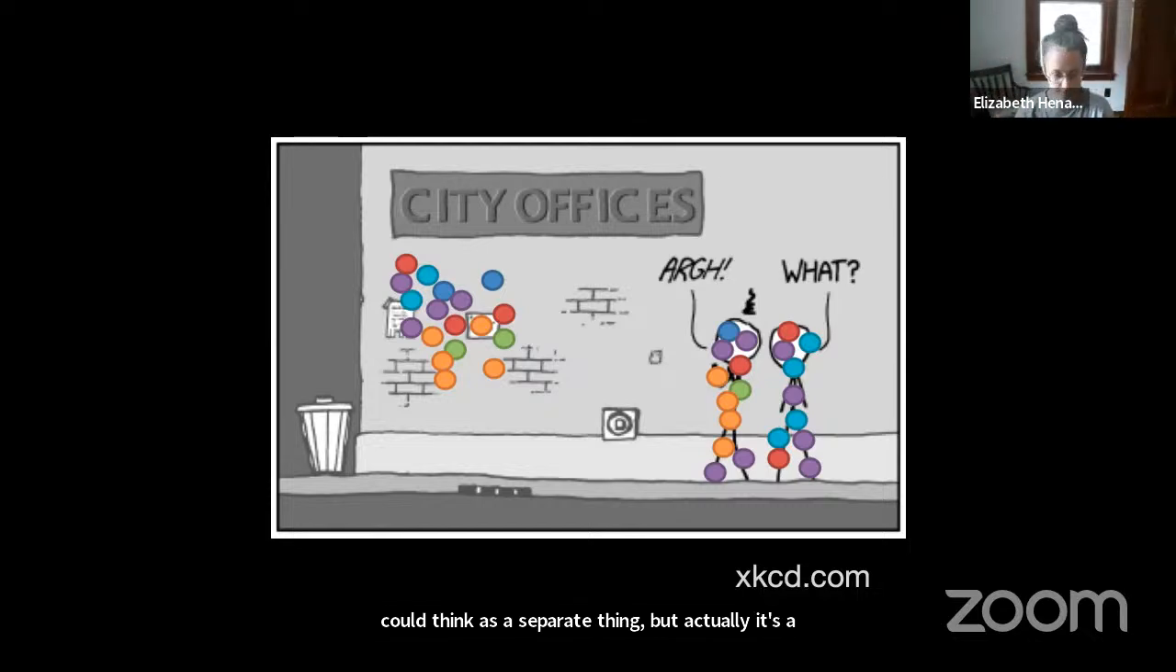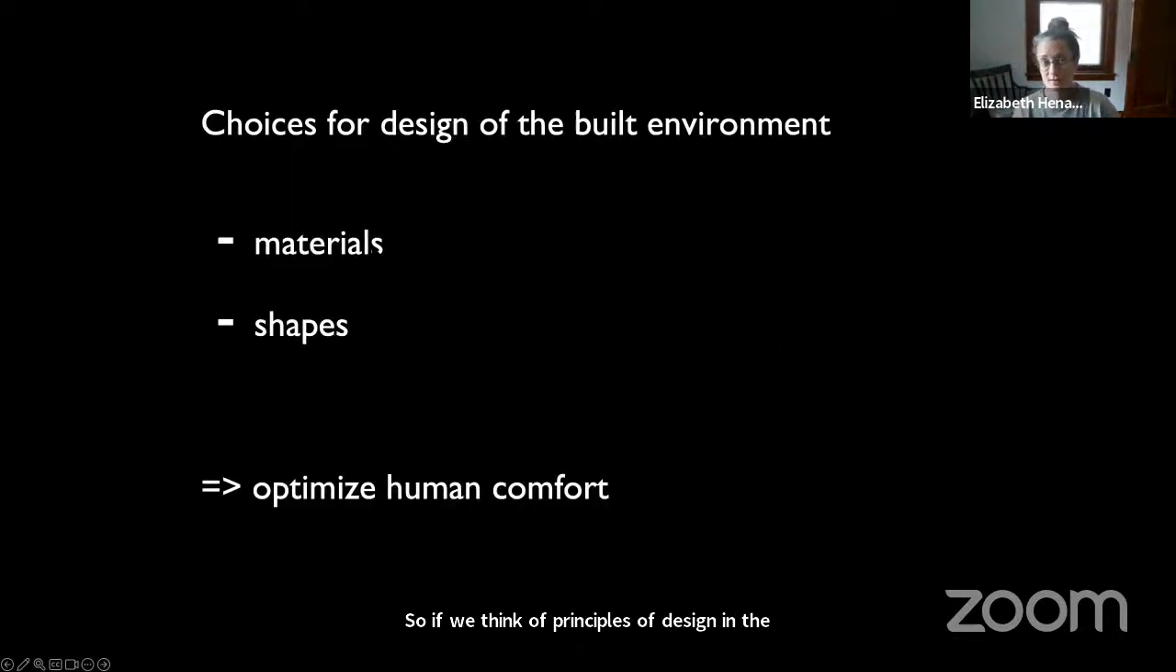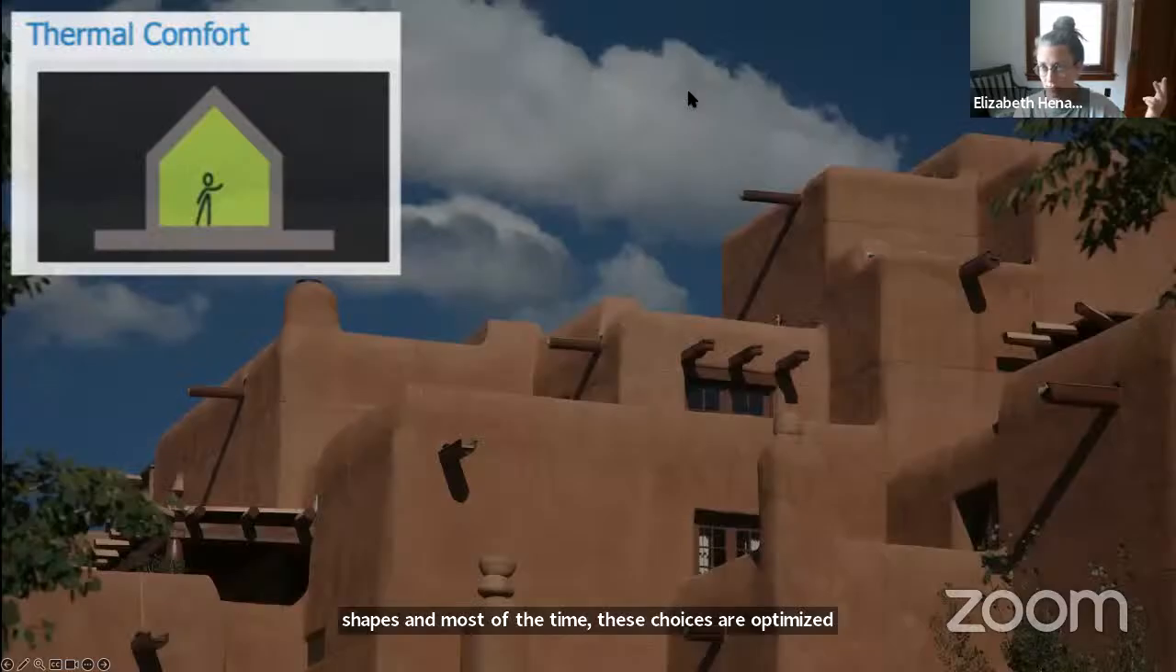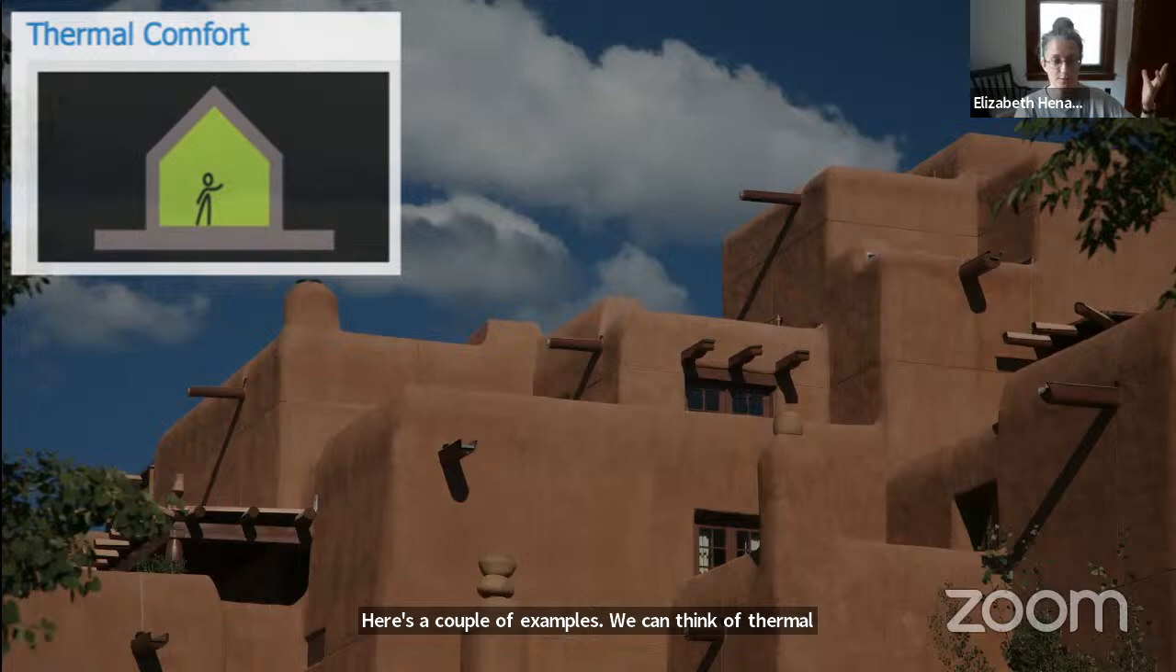So if we think of principles of design in the built environment, in general, we have choices between two main things. We can choose materials and we can choose shapes. And most of the time, these choices are optimized for human comfort. Here's a couple of examples. We can think of thermal comfort, for example. The optimal, comfortable temperature for a human being in an indoor environment might be like 19 degrees Celsius.